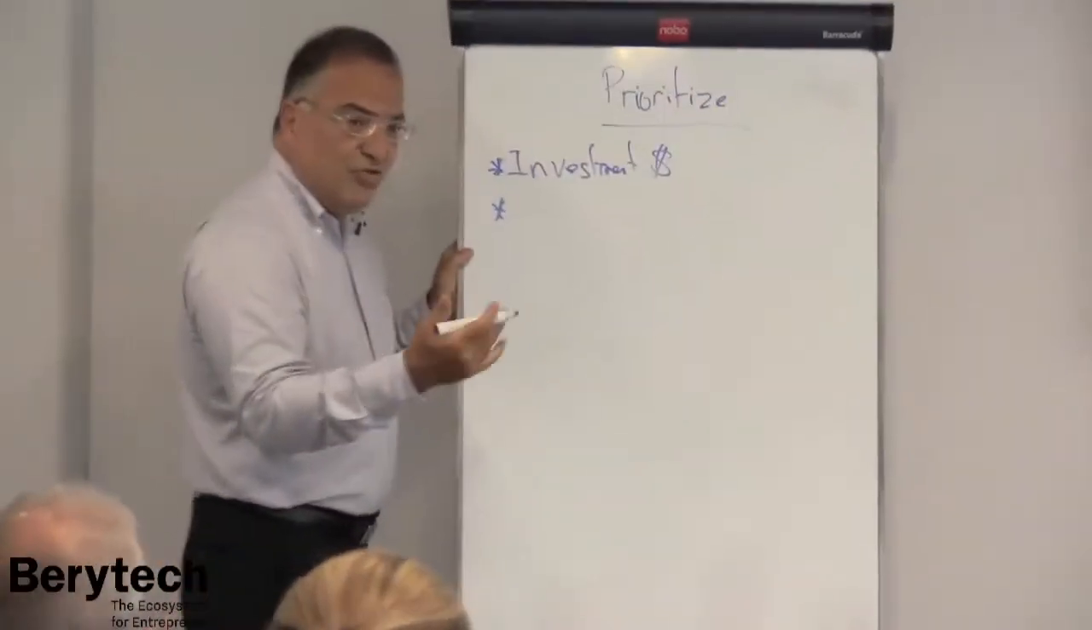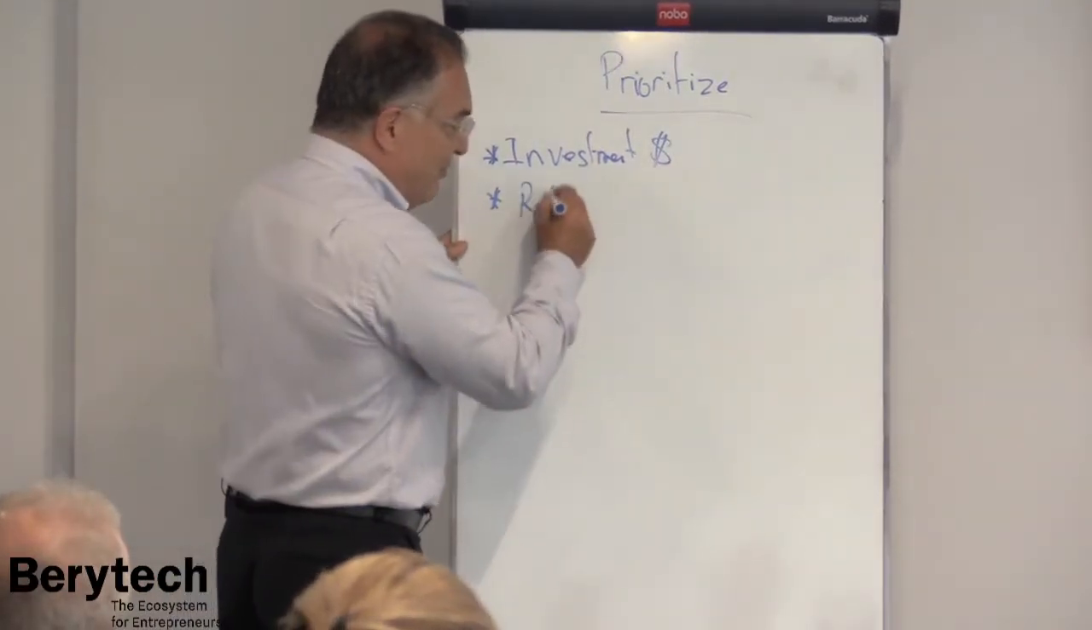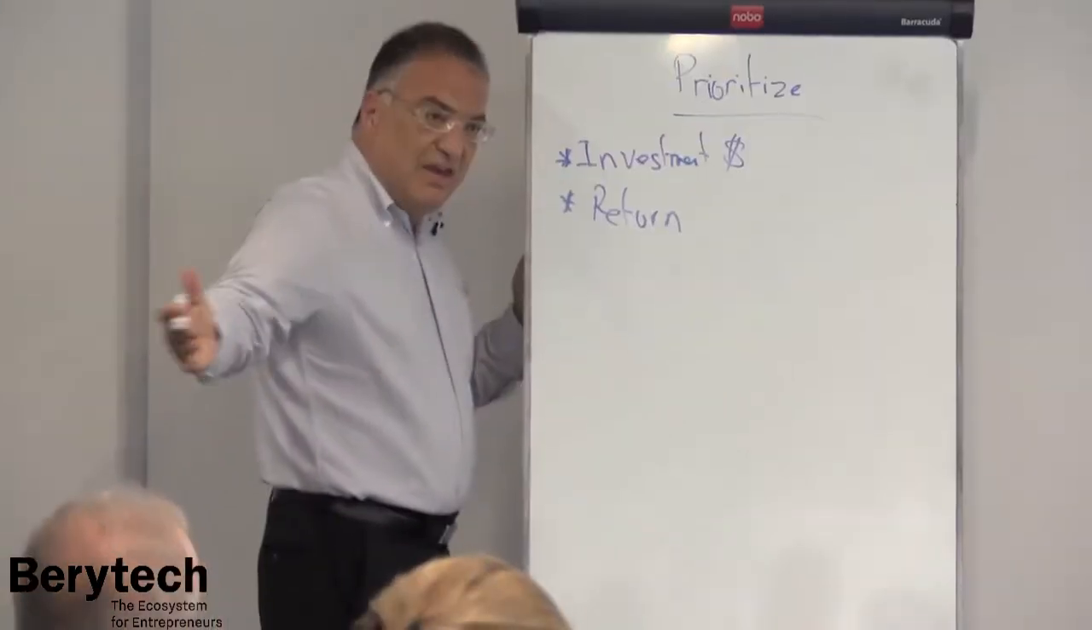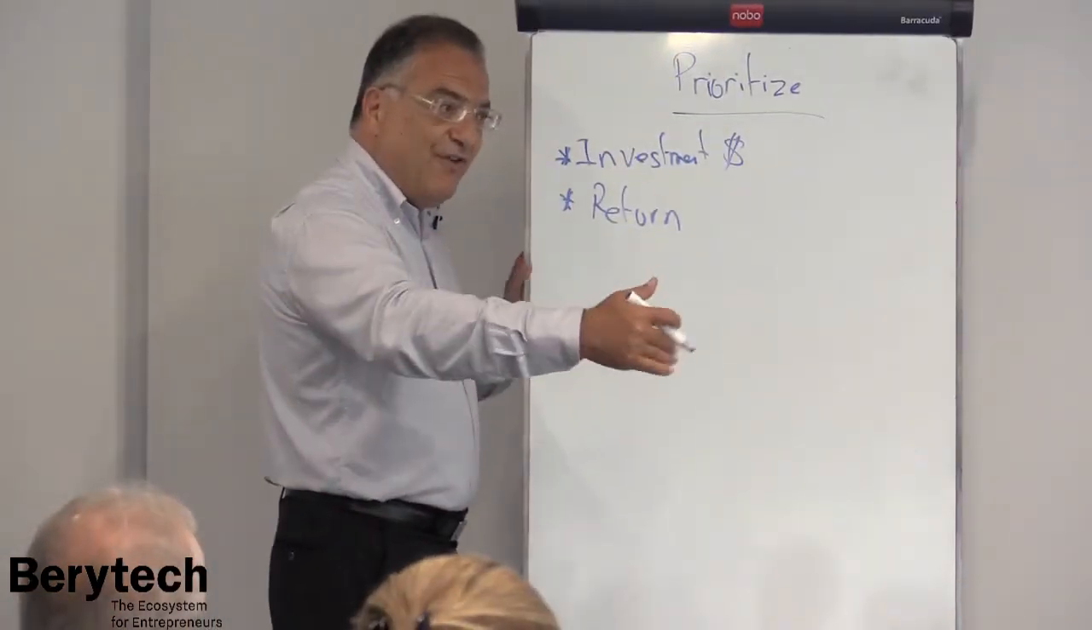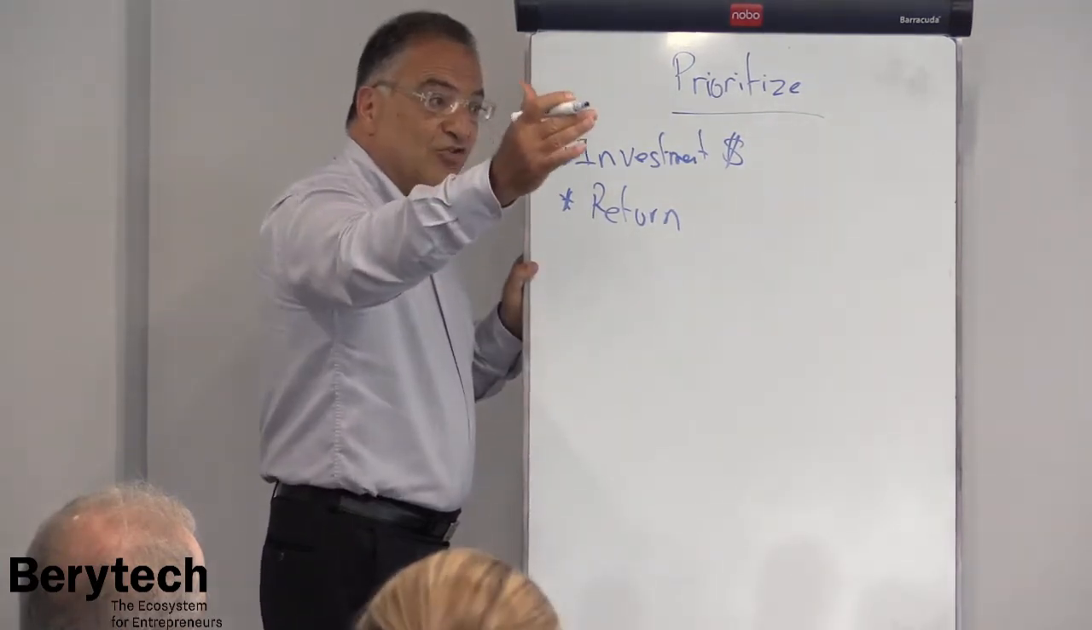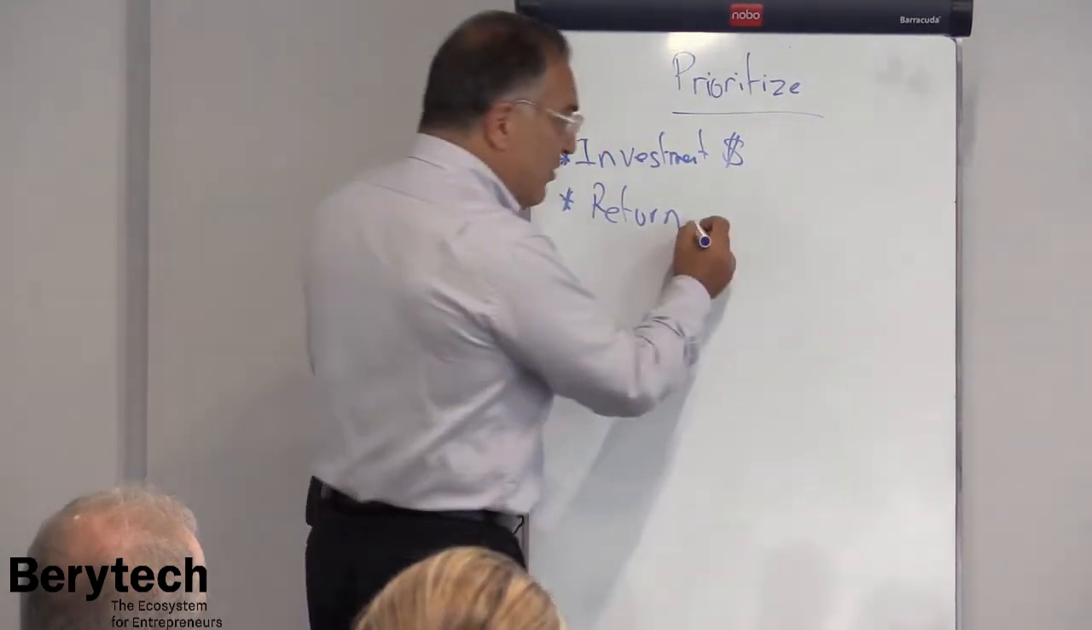The same one, what sort of return? So you have the return. What are the returns that you're going to get? I'm investing this, I'm opening Kenya, I'm setting up the distributor or my office, it's costing me $300,000. How much revenue is Kenya going to generate? How much profit is it going to generate? So what are the returns?